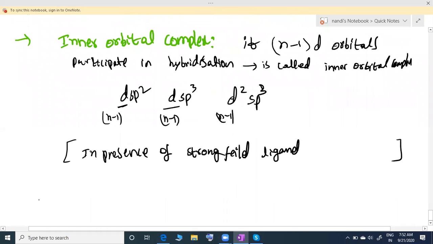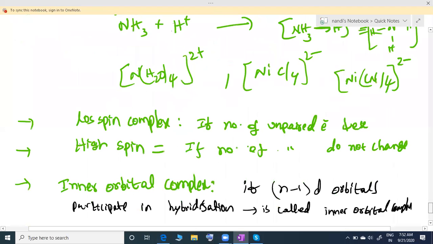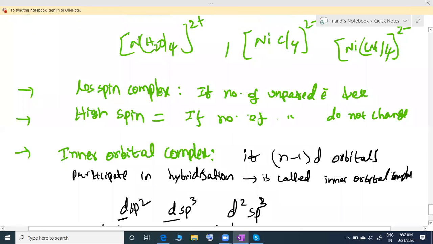These are the basic points. Which one? This is inner orbital complex. First one, low spin complex. Low spin complex means the electrons are paired when they are forming the complex.